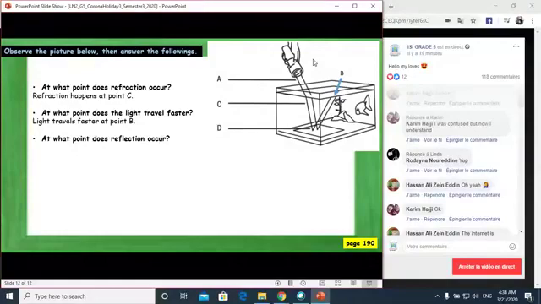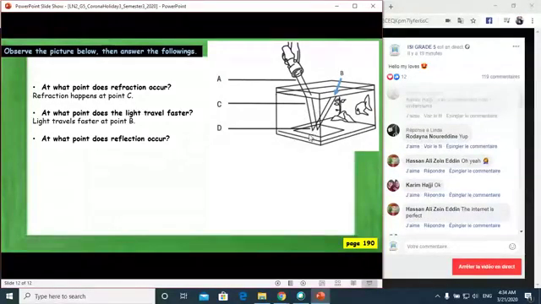At what point does reflection happen? When light hits a shiny object that has a smooth surface. A and B faster. Bravo Dina. Excellent. Reflection happens at point D.